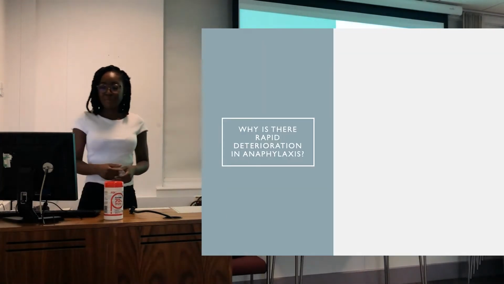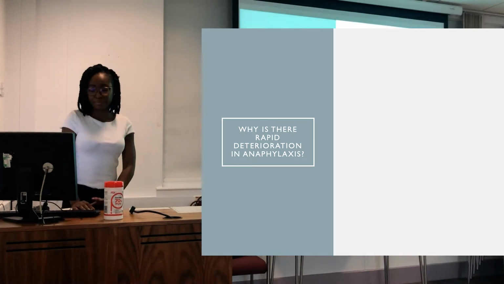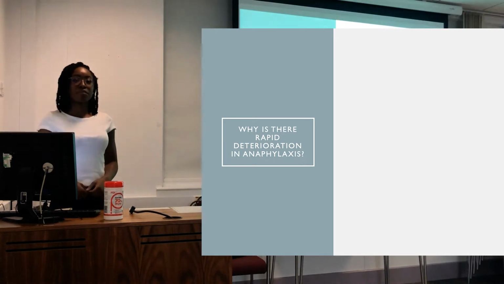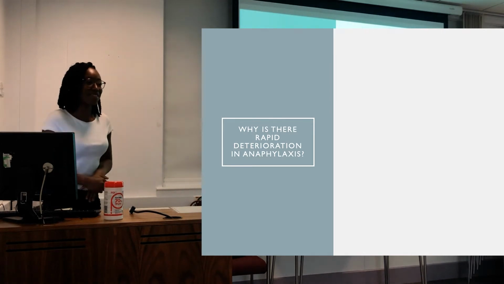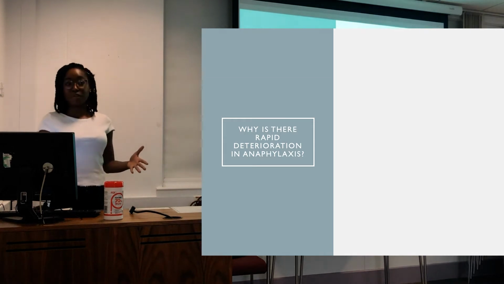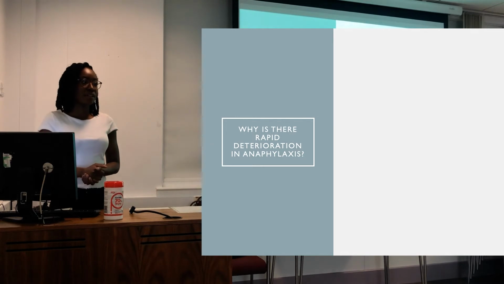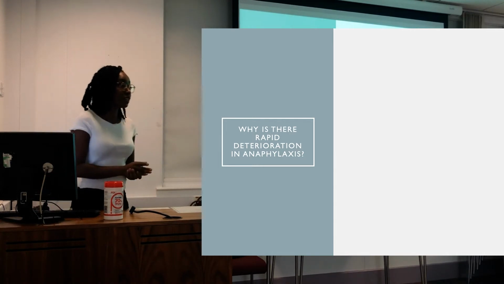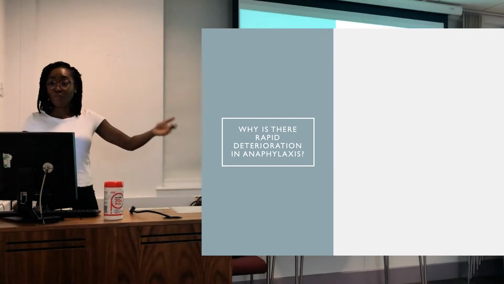So why is there rapid deterioration in anaphylaxis? Okay, yeah, that's kind of it. But there's something else that I wanted you to say. In shock. Okay, yeah, they're going into shock. Why are they going into shock? Why do they get this massive cardiovascular collapse? Widespread histamine release. Yeah, vasodilation. Sorry, what did you say? Widespread histamine release. Exactly. So it's basically just because of the pathophysiology.